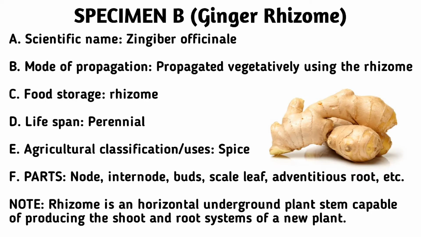Simply write, a rhizome is a horizontal underground plant stem that is capable of producing the shoot and also root. So that is just like a stem. The stem can give rise to a root and a shoot. So it lies horizontally on the soil. So it can give rise to a shoot and also to a root of a new plant.